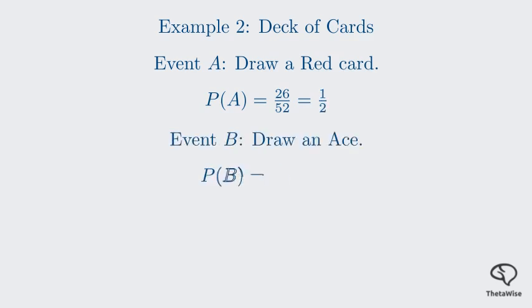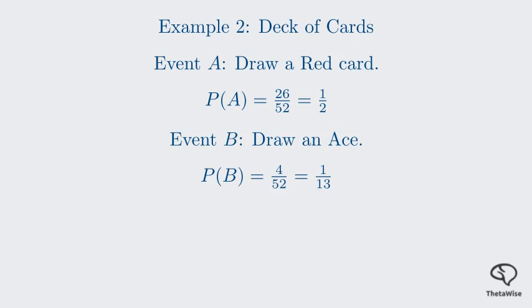Let's look at another example, this time involving a deck of cards. Suppose we draw a card at random from a standard 52 card deck and then place it back. The first event, A, is drawing a red card. There are 26 red cards, so the probability is 26 out of 52, which is 1/2. The second event, B, is drawing an ace. There are 4 aces, so the probability is 4 out of 52, or 1/13.